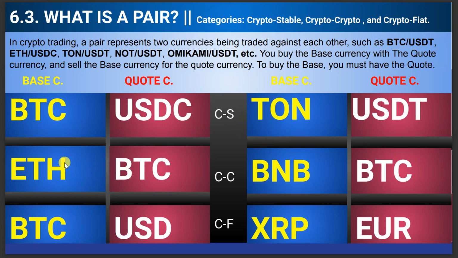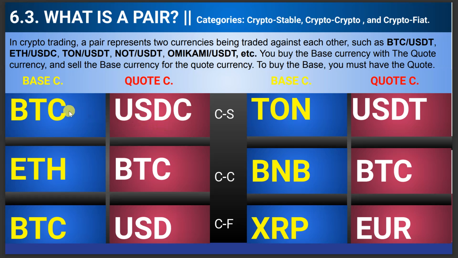The second category when we're talking about pairs is crypto to crypto, which means pairing a volatile coin against another volatile coin. We have examples here: Ethereum versus Bitcoin, Binance Coin versus Bitcoin. And then the third category is crypto against fiat currency, like our normal traditional fiat currency. Here we have Bitcoin versus US dollars, and here we have XRP, which is Ripple, versus Euro. These are the three categories of pairs we have, and they are represented here.